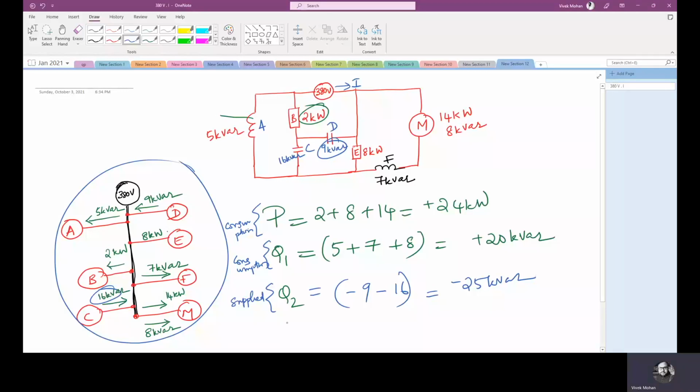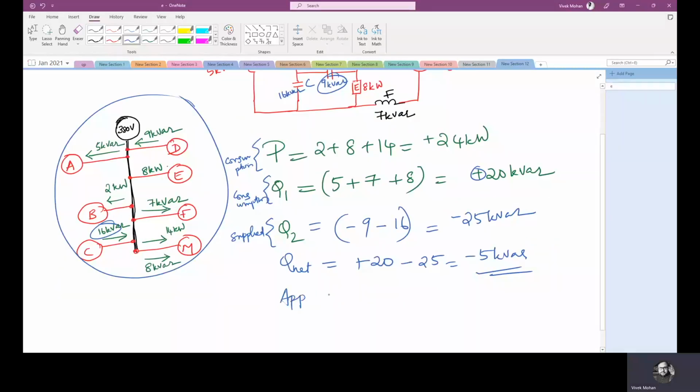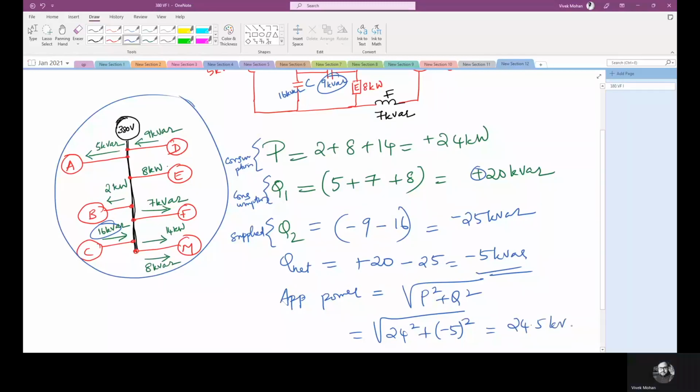Now what about the net reactive power? Net reactive power I am representing by Q net, which is equal to plus 20 minus 25, which is equal to minus 5 kVAR. Now I can find the apparent power. What is apparent power here? Apparent power is equal to root of P squared plus Q squared, which is equal to root of 24 squared plus minus 5 the whole squared, which is equal to 24.5 kVA.